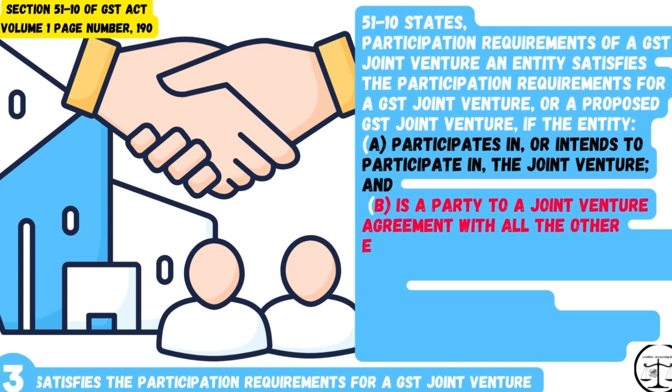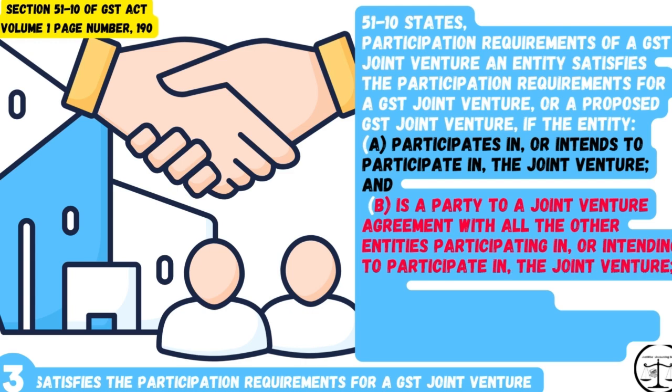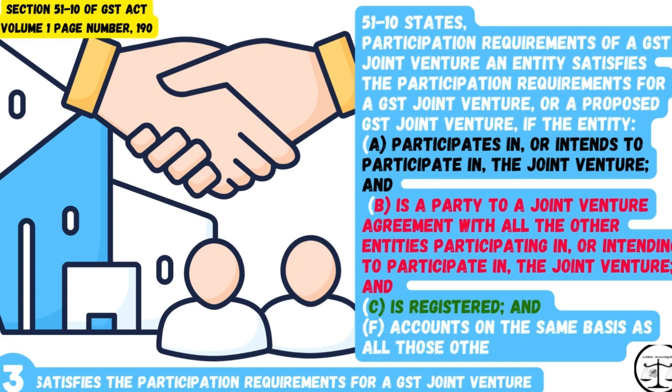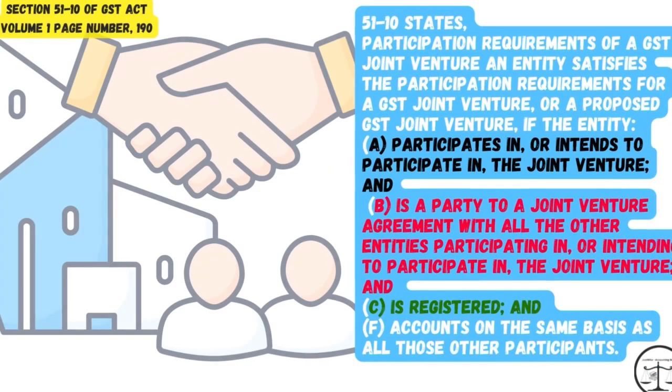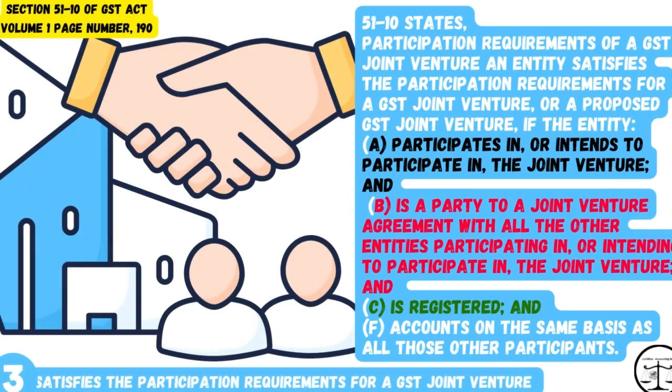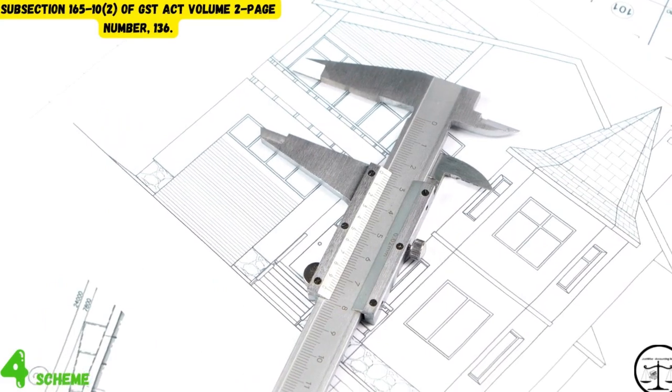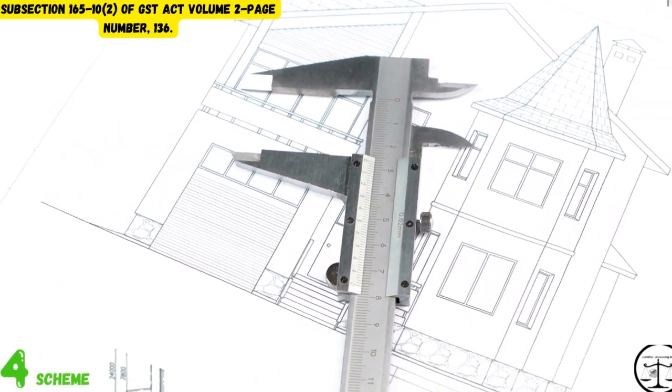A. participates in, or intends to participate in, the joint venture, and B. is a party to a joint venture agreement with all the other entities participating in, or intending to participate in, the joint venture, and C. is registered, and F. accounts on the same basis as all those other participants. Next word.